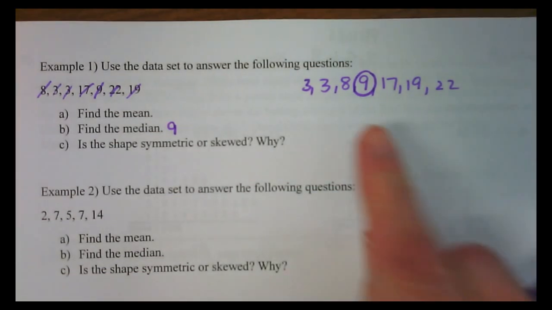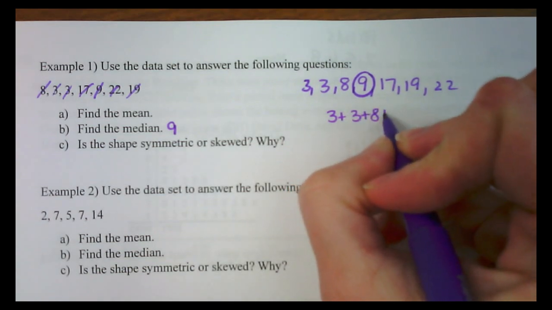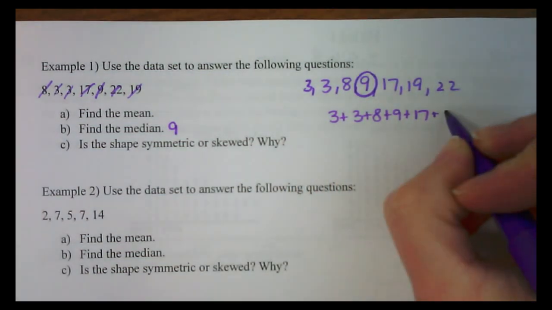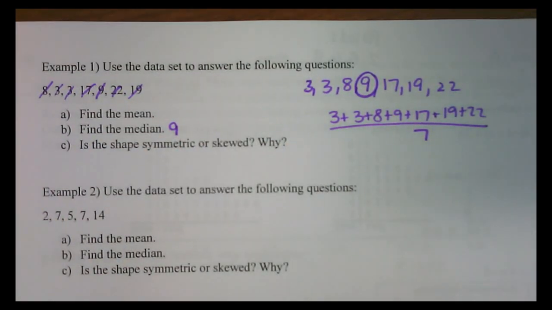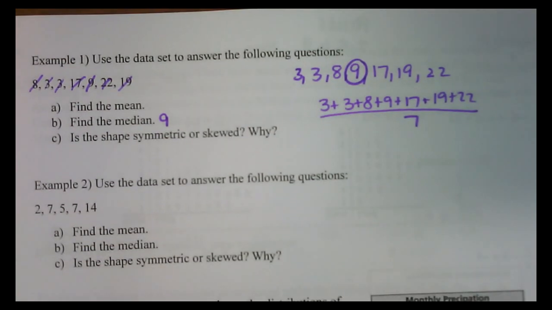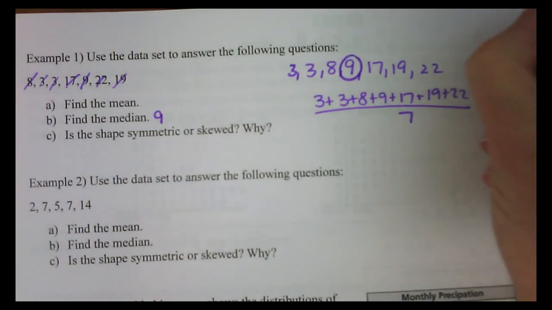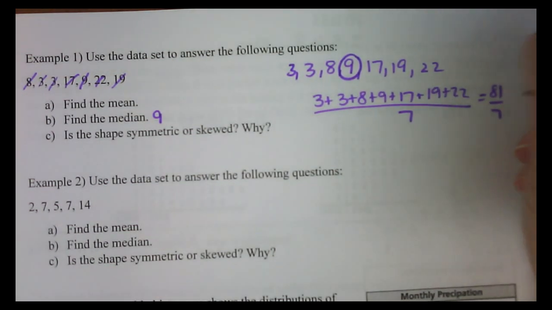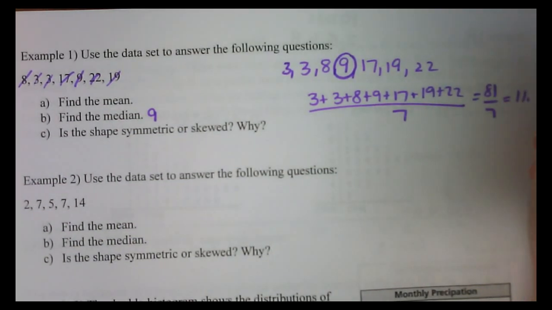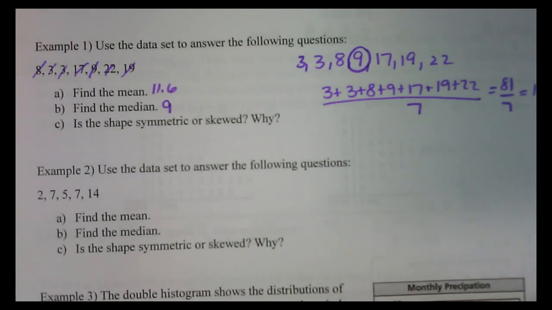Okay. My mean, I'm going to have to do some adding. So I'm going to need a calculator. I'm going to add all of these numbers up, and then since there were 7 numbers, I'm going to divide by 7. Okay, so I got to add everything up. 3 plus 3 plus 8 plus 9 plus 17 plus 19 plus 22. I get 81. And then 81 divided by 7 gives me 11.6 if I round.